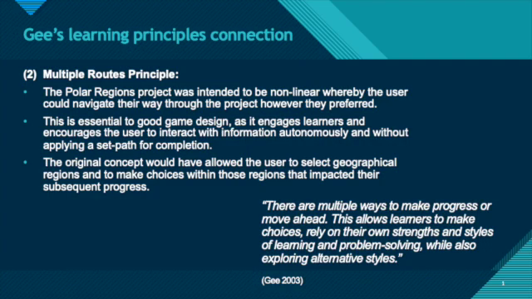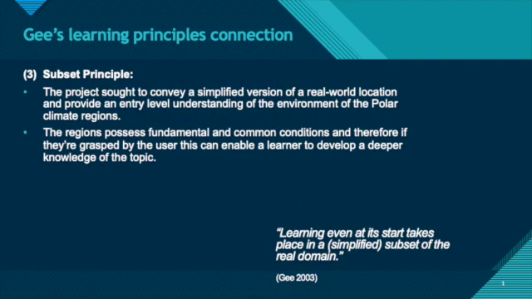The Polar Regions project was intended to be a non-linear experience whereby the user could navigate their way through the project however they preferred. This is essential to good game design as it engages learners and encourages the user to interact with the information autonomously and without applying a set path for completion. The original concept would have allowed the user to select geographical regions and to make choices within those regions that impacted their subsequent progress. Lastly, the subset principle.